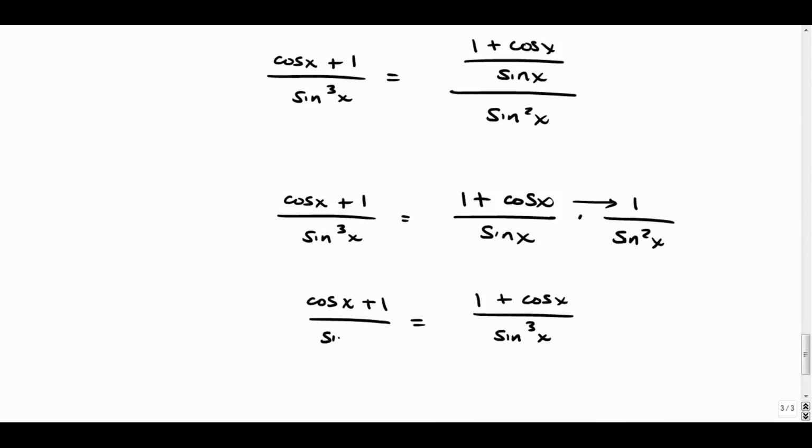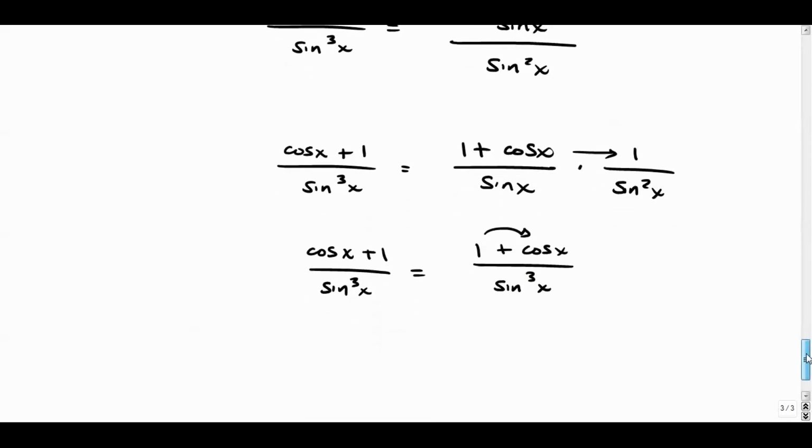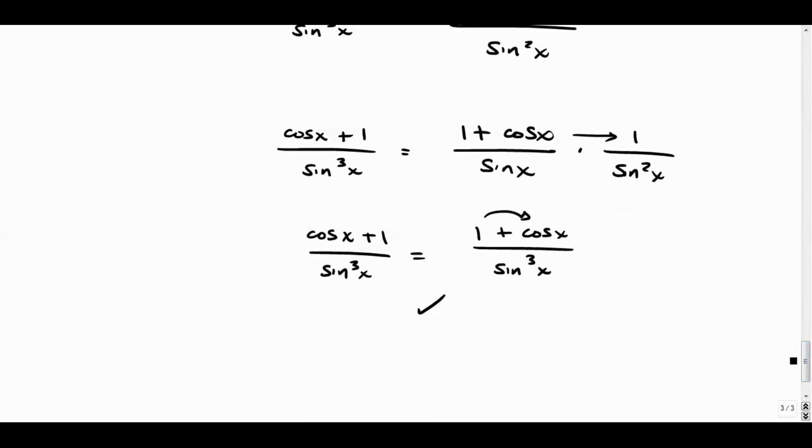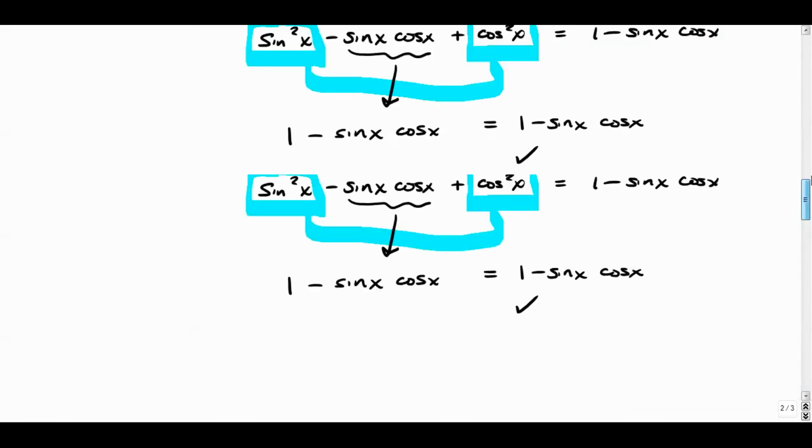And I'm finished. Now you're probably saying, wait a minute, this is cosine plus 1, this is 1 plus cosine. Well, of course, a little commutative property. I'm not going to do that in this video. You can do that on your own. But that's generally the same thing. So there we go.